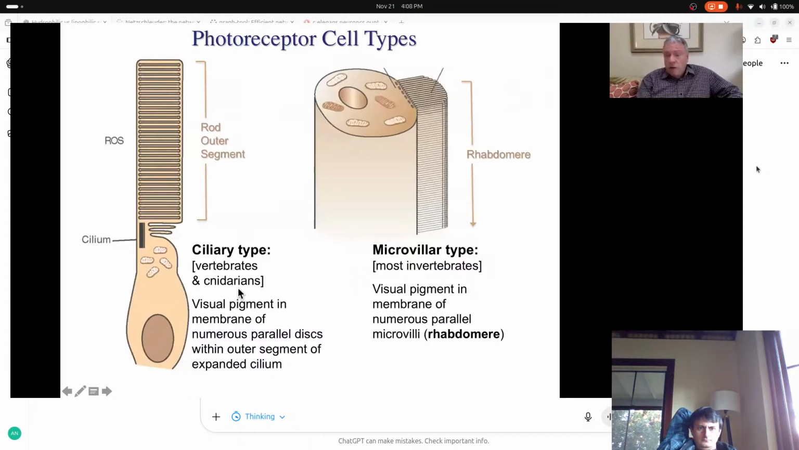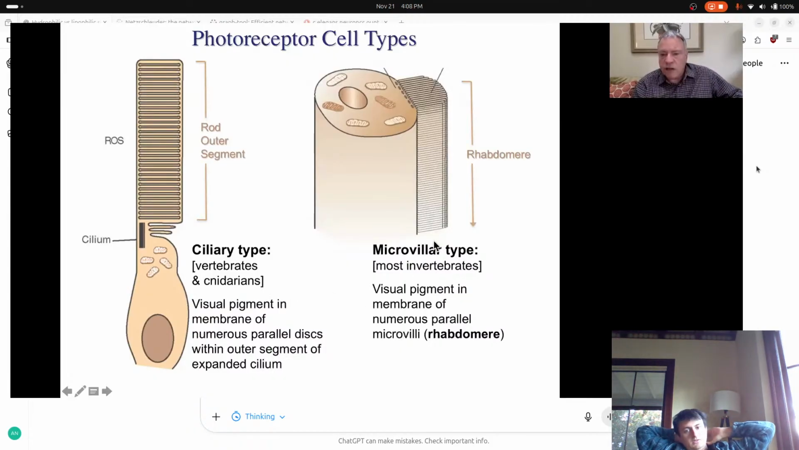Interestingly, the cnidarians also have this type of receptor. Whereas most invertebrates have a microvillar type. Again, microvilli, we talked about like the surface of your gut epithelium to increase the surface area. So now it's structurally that type of projection from the cell. And typically it's coming from the side of the cell instead of from the top of the cell. But again, you've got all these little fingers of membrane sticking out with pigment in those membranes. And so the light, as it travels through those layers, is bound to hit pigment on the way down. So this is the microvillar type of photoreceptor, which you find in most invertebrates other than the cnidarians.